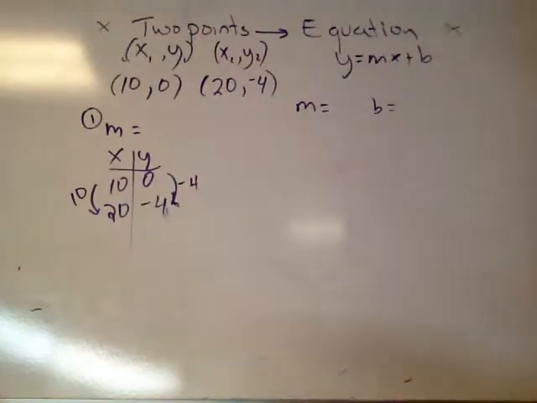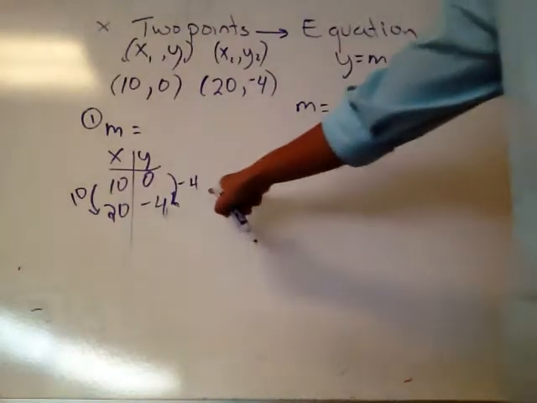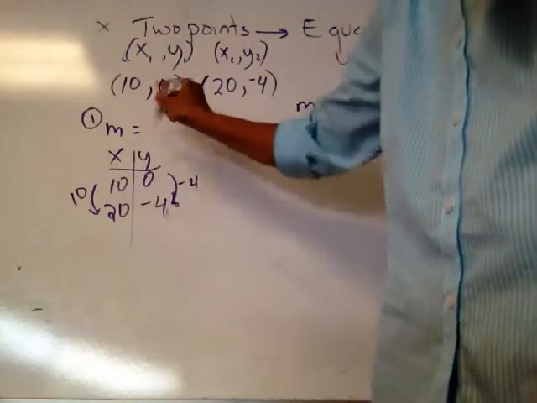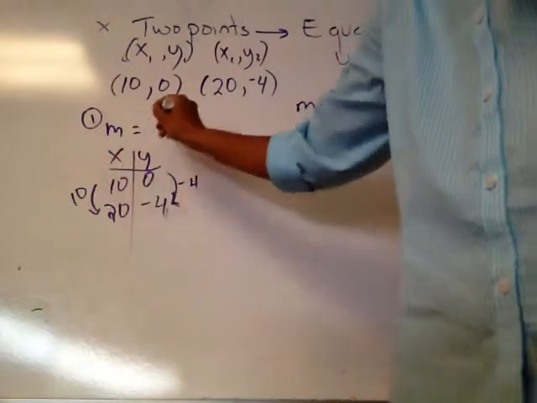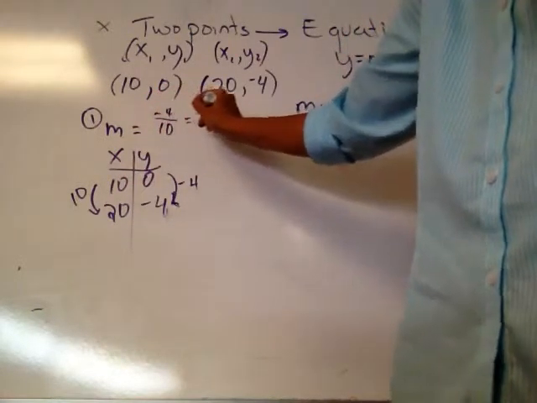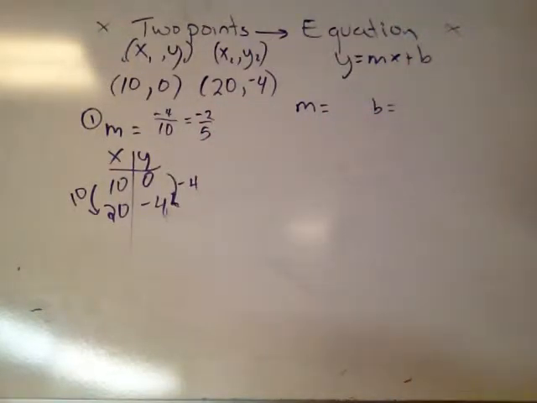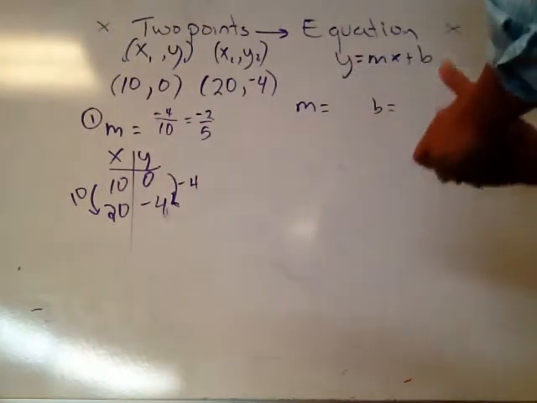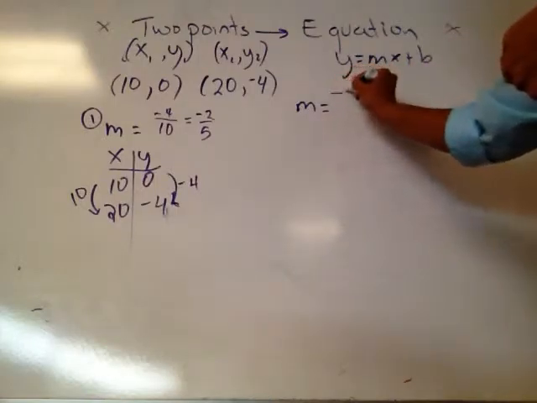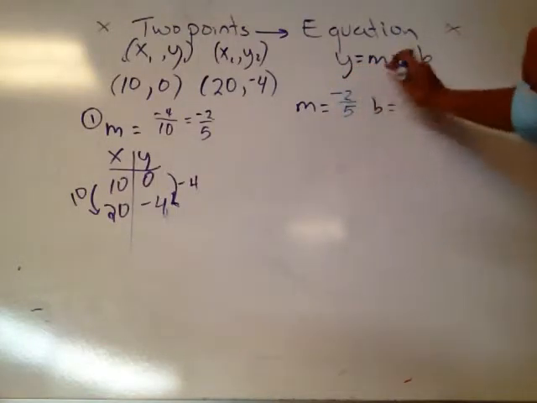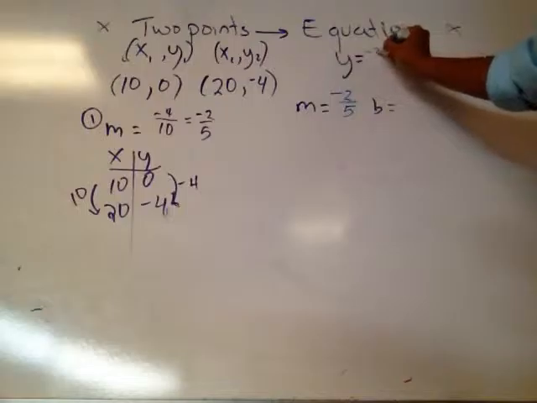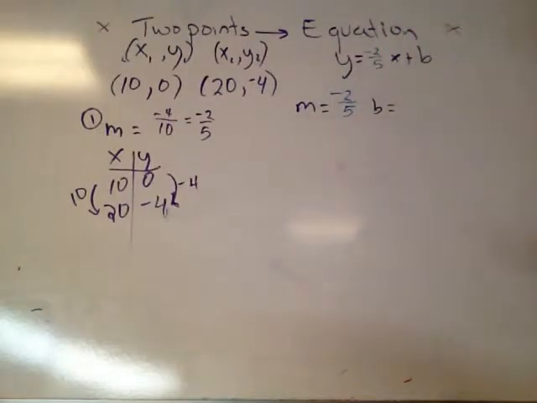So remember, slope is the change in y over the change in x. So I'm going to put the y on top, so that's going to be negative 4, the x on the bottom, which is 10. So this reduces to negative 2/5. Right, so now we have our slope. So I'm just going to put that over here, negative 2/5. So I have my first piece of information. I can substitute in there. Now I need to find b.